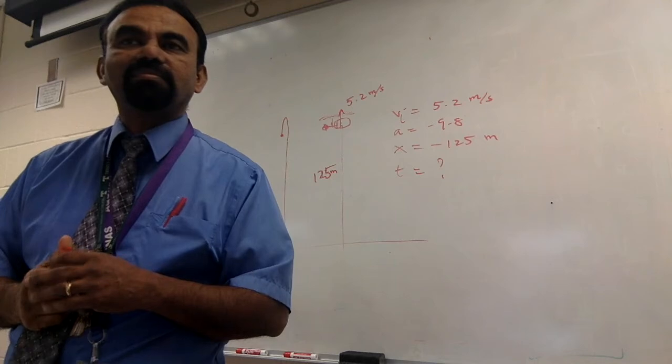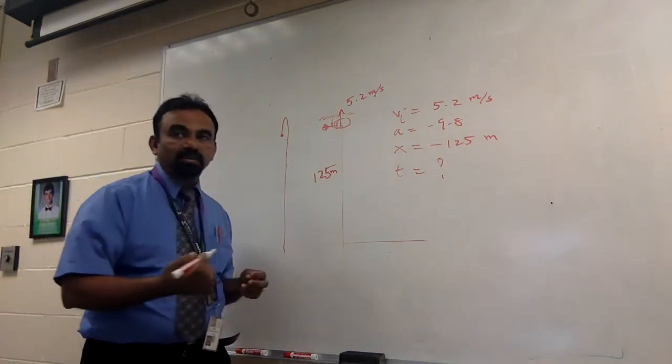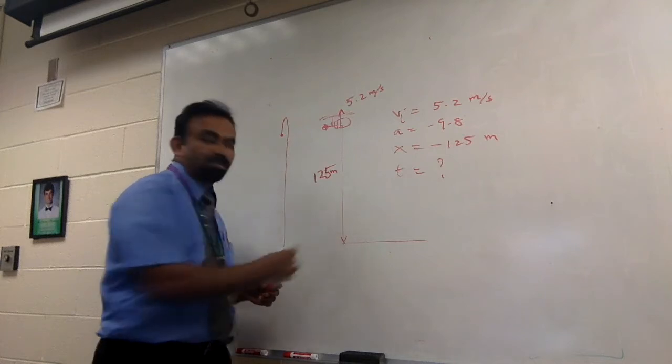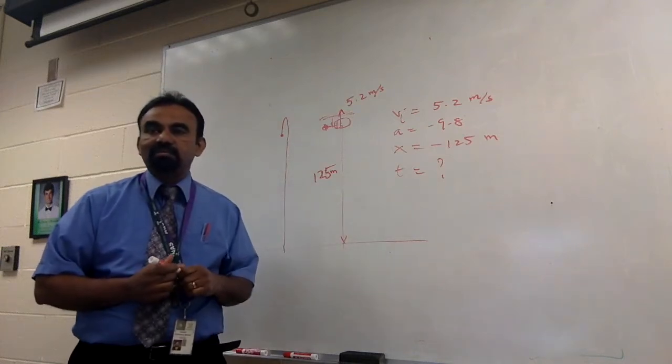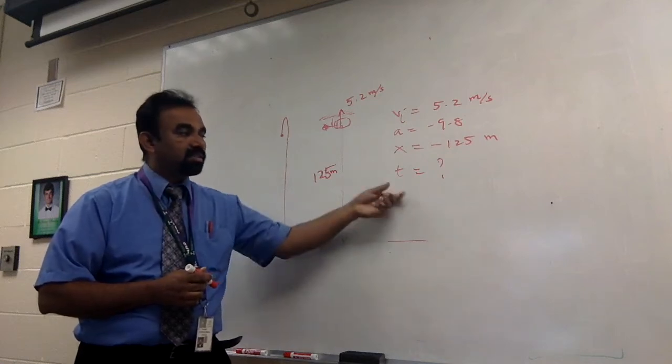Why is Vf not in here? Could you put Vf equals 0? Vf is never zero. Vf is the speed with which it crashes on the ground. We'll find that out later. What is the time t?